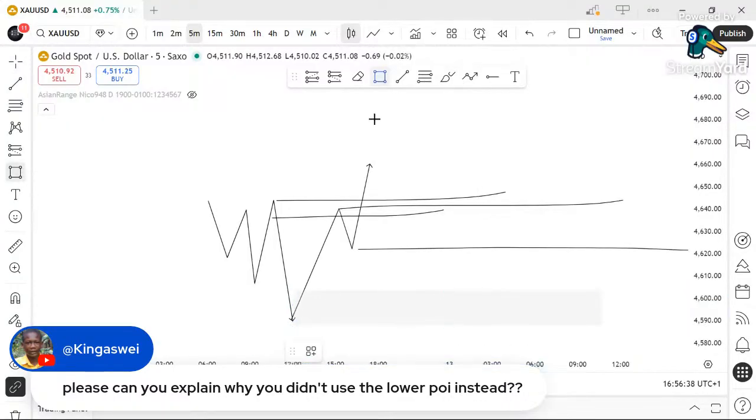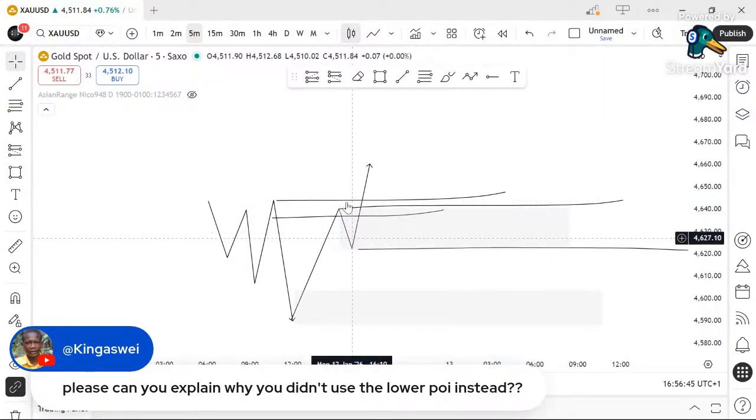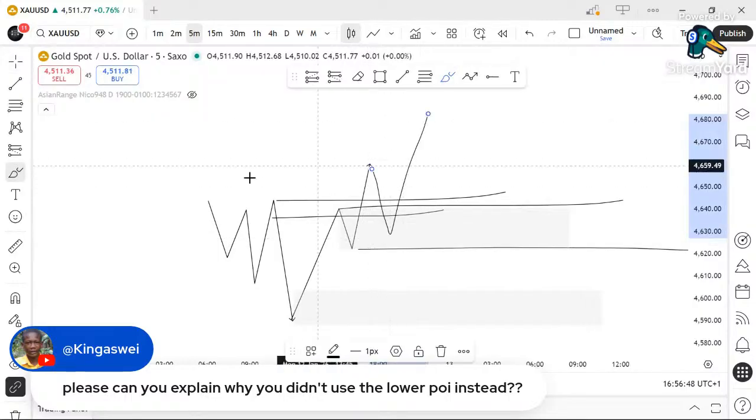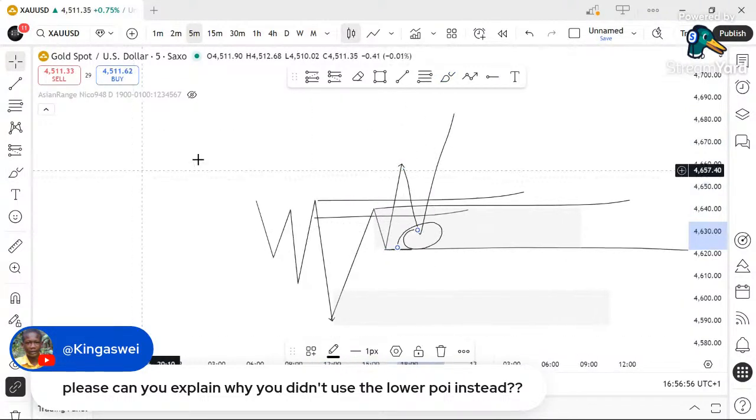Price is never coming into the other block. This is where the market makers manipulated the market to push. So they need to come and mitigate and push. So price is never coming back here taking this as liquidity. No, price is going to use this to push price to the upside. So that was the idea of that.